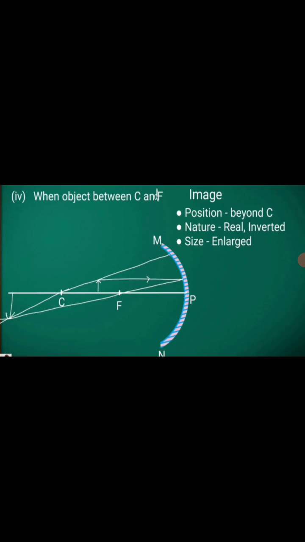So now both the center of curvature line and the principal focus line are meeting at a point. It is forming an image. Remember, this image formed is beyond C. And what about the nature of the image? Real and inverted. And what about the size of the image now? Size is enlarged. Okay, this is about the object which is placed between C and F.